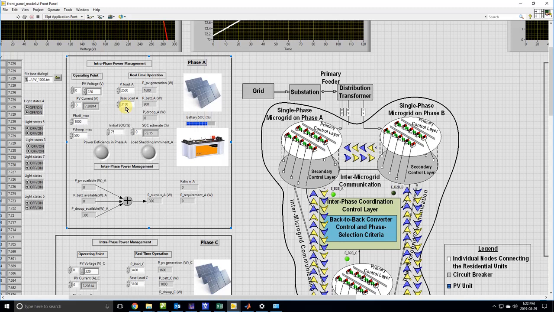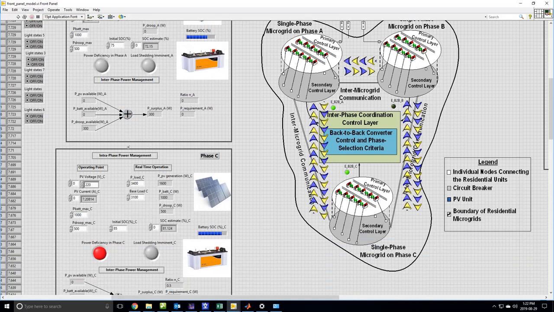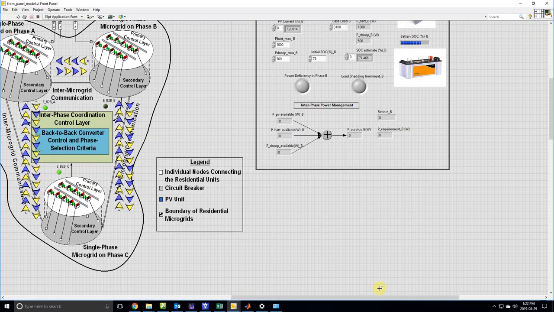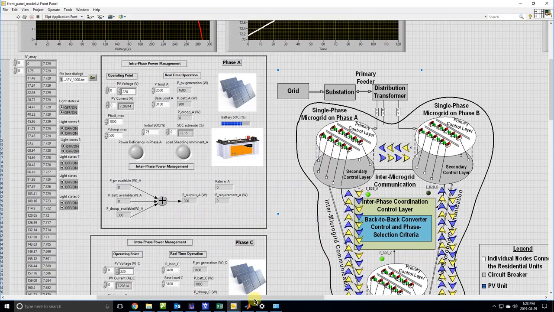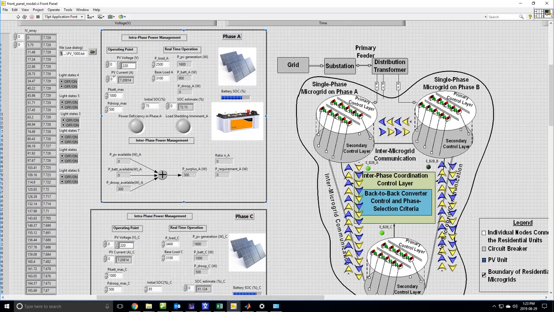So we have set up all the values here. The load power in phase A is 2500 watts, which is considerably lower than the base load. In phase C, the load is 3400 watts, which is considerably higher than the base load of 2100 watts. While in phase B, the load exactly matches the base load. So let's run this case and see what happens.